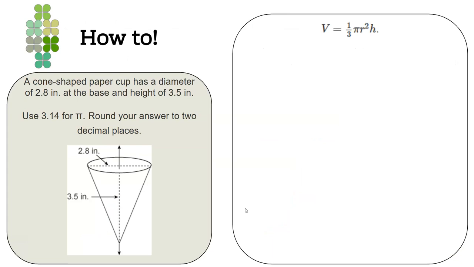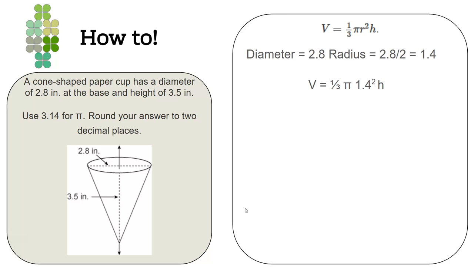A cone-shaped paper cup has a diameter of 2.8 inches at the base and a height of 3.5 inches. We will use 3.14 for pi, and we'll round your answer to 2 decimal places. We're going to use the formula volume equals 1/3 times 3.14 times radius squared times the height. Since we have the diameter of 2.8, to find the radius, we do 2.8 divided by 2, which equals 1.4. We go ahead and plug in 1.4 as our radius.